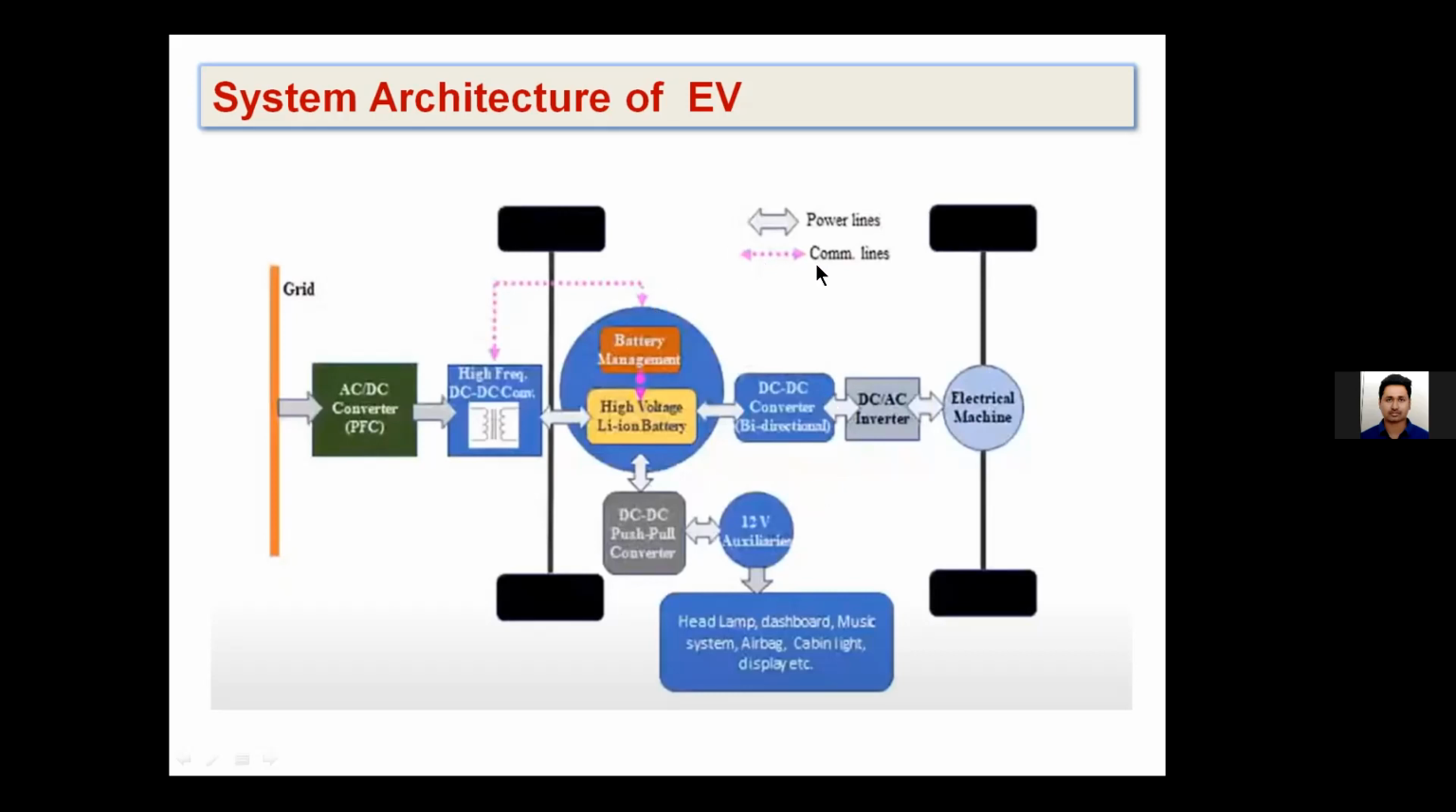So here you can see this is nothing but communication lines. Whenever you connect your vehicle to the grid, there is a communication port which estimates the state of charge of the battery, and based on that, it communicates, and accordingly it gets charged.